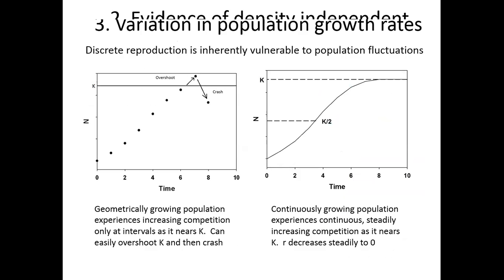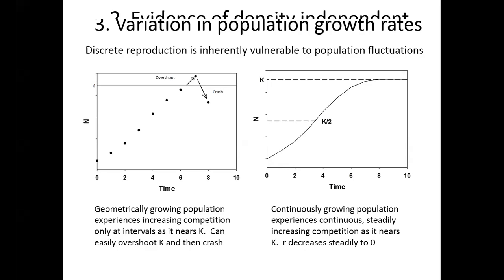Okay, let's move on to the third thing that allows us to model real populations, and that's variation in population growth rates. Now, this is particularly important for geometrically growing populations. And I'll try to explain that on this slide. So what we've got here is two populations that are growing at about the same rate and to the same carrying capacity, but one of them is growing geometrically, the other is growing exponentially.